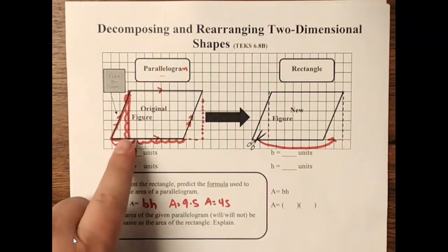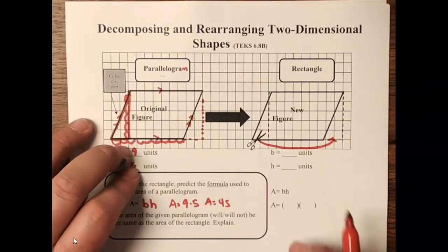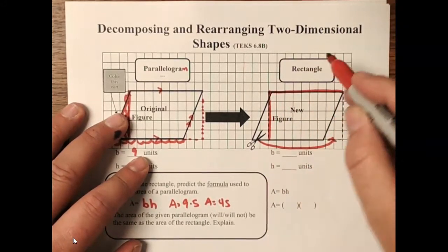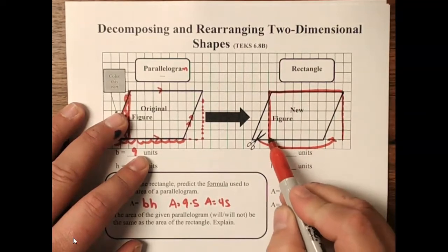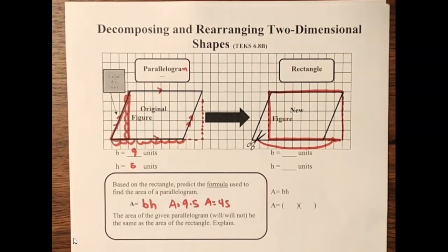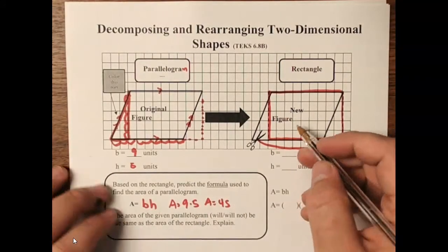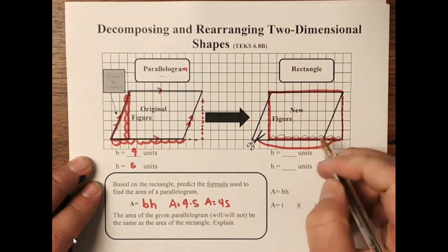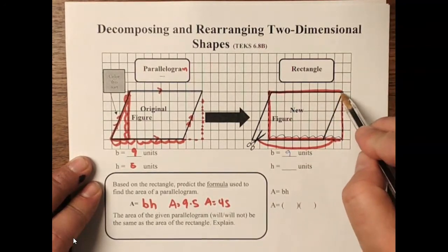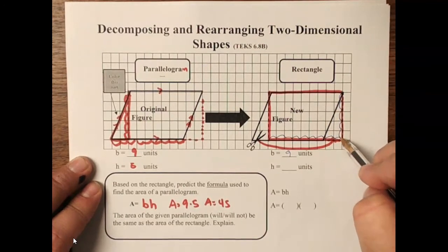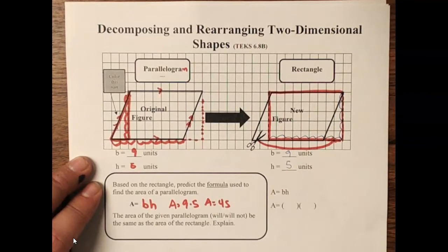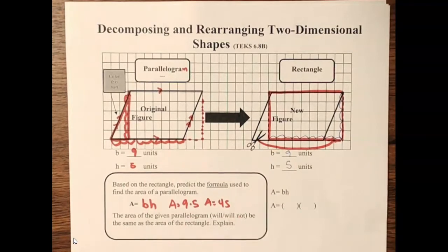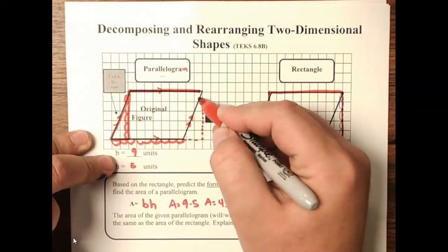Now, the original figure was this parallelogram. But once we move this shape over, we now have a rectangle. Let's count the squares and see what it looks like. 1, 2, 3, 4, 5, 6, 7, 8, 9. 9 units long. 1, 2, 3, 4, 5. 5 units high. So this parallelogram and this rectangle have the same area.